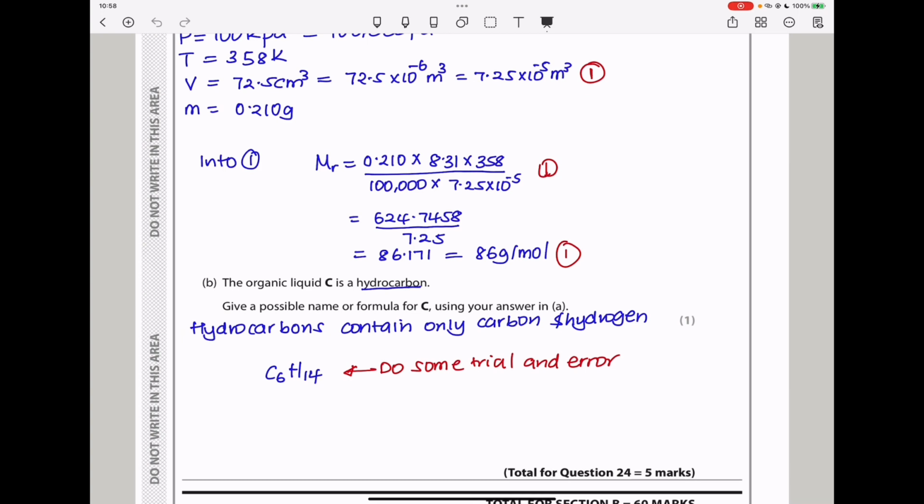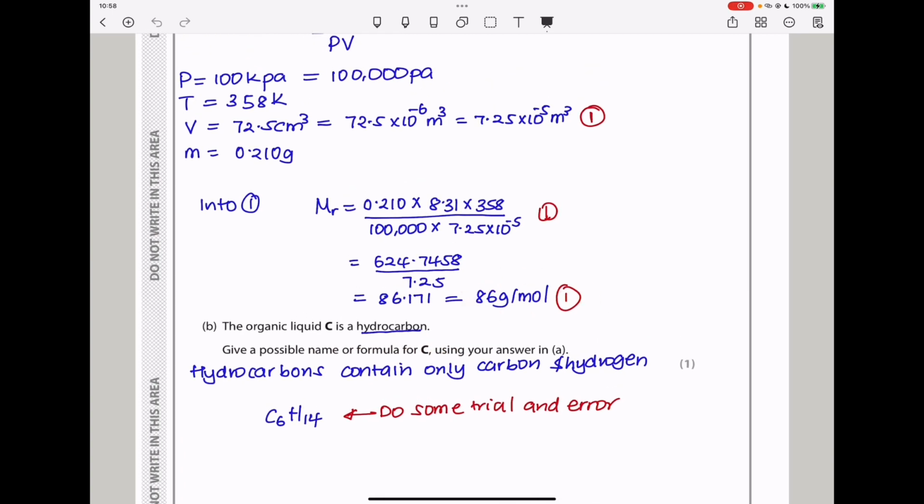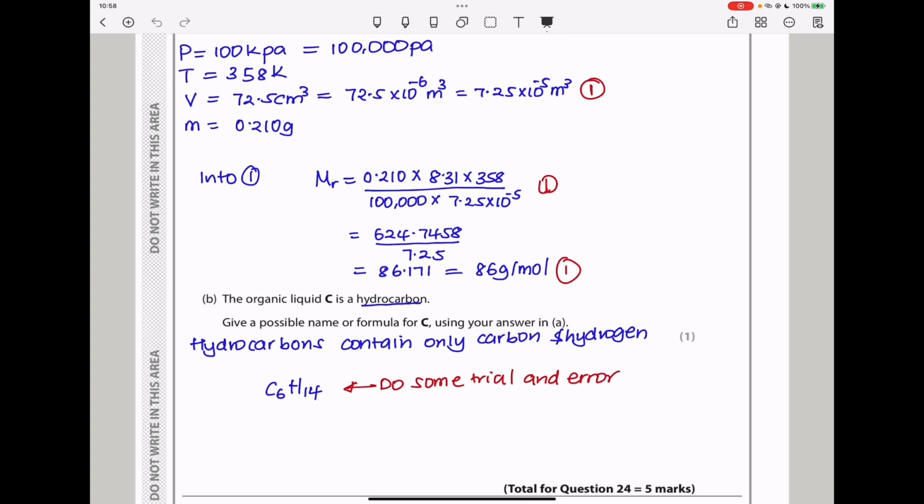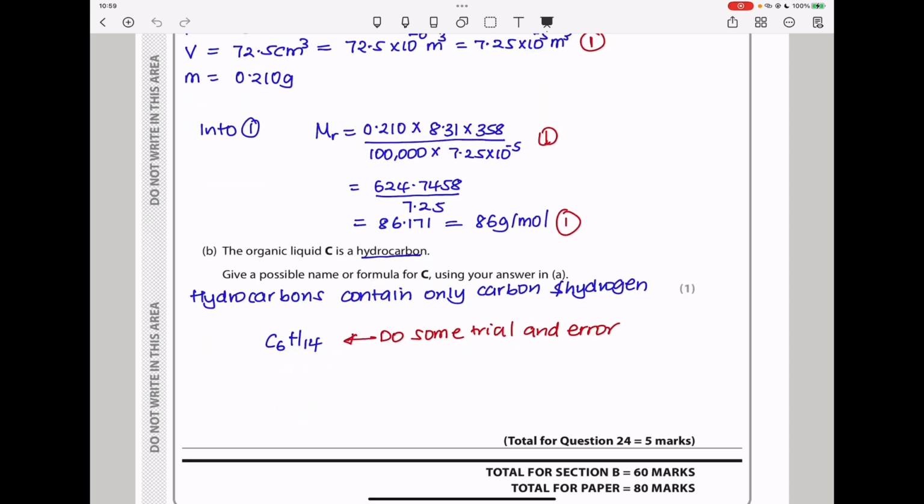Down here they say, the organic liquid C is a hydrocarbon. Give a possible name or formula for C using your answer. I use this molecular mass to find out which hydrocarbon it corresponds to, and of course, this has to be trial and error. I began by dividing this by 12 to see the approximation, and it gave me about 7. So if I go down to 6 carbons, does it make 14 hydrogens? And of course, that happened. And so the formula I got was C6H14. So that was my answer.